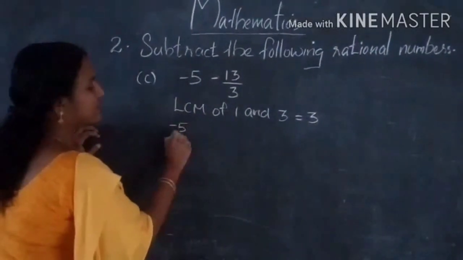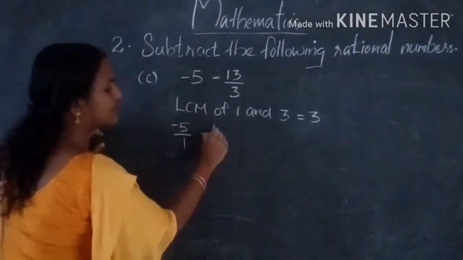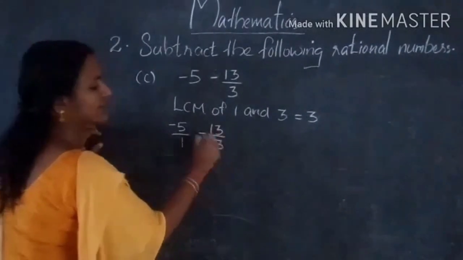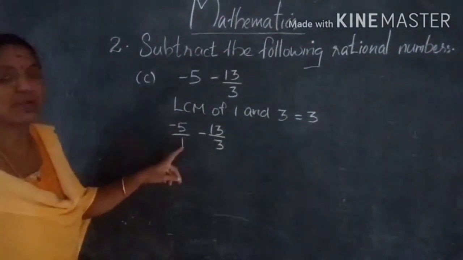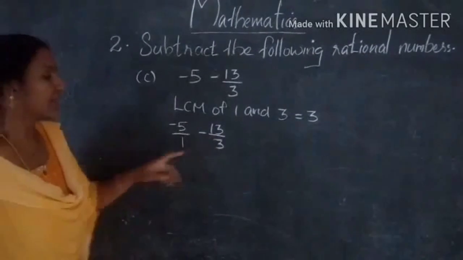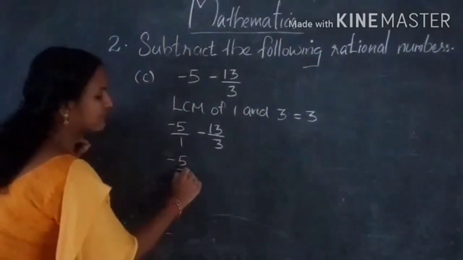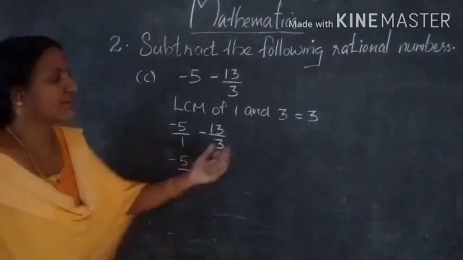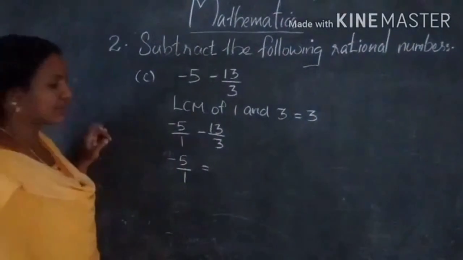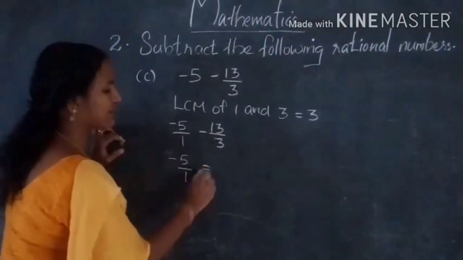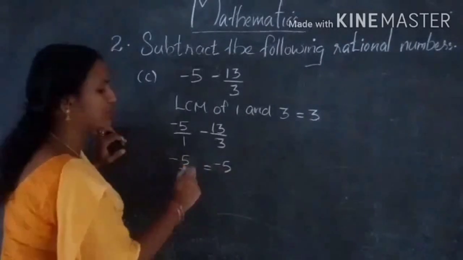Minus 5 divided by 1 minus 13 by 3. So the first fraction, minus 5 by 1. How many ones are in 3? 3 ones are 3. Okay, so multiplying the numerator and denominator by 3.